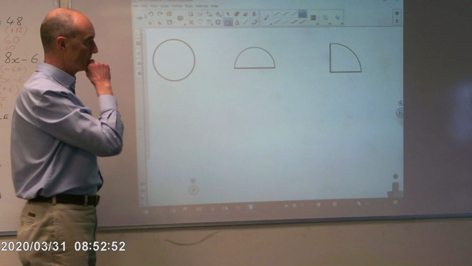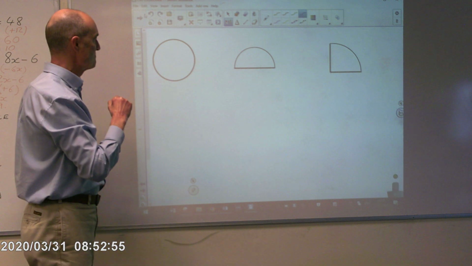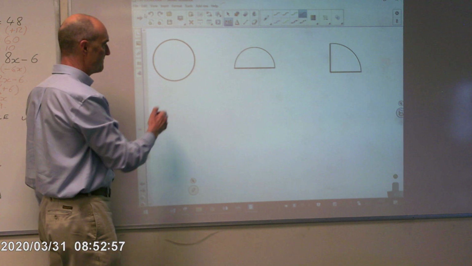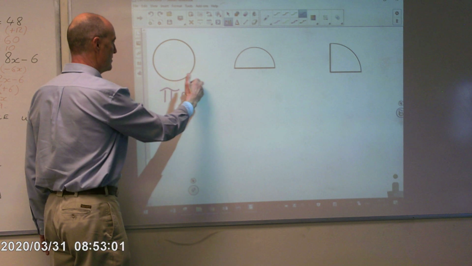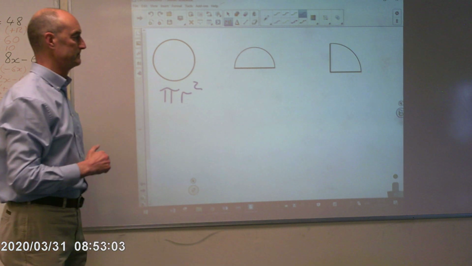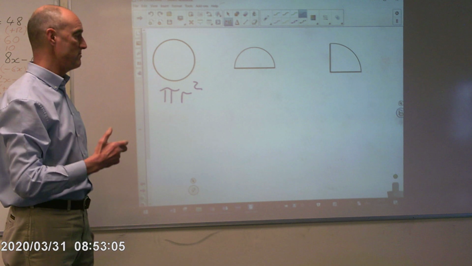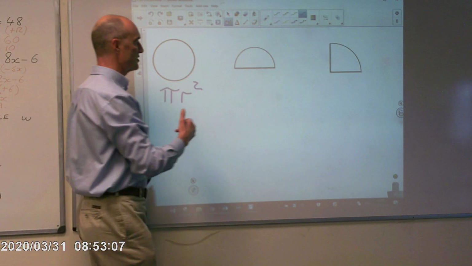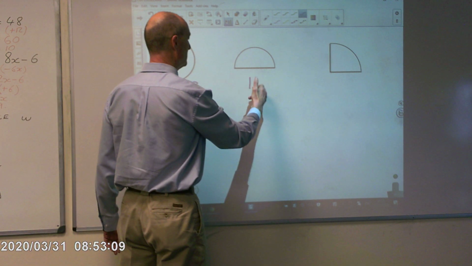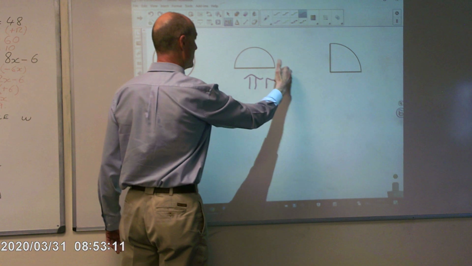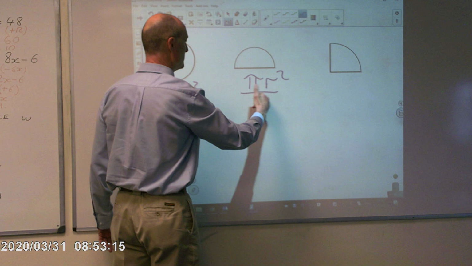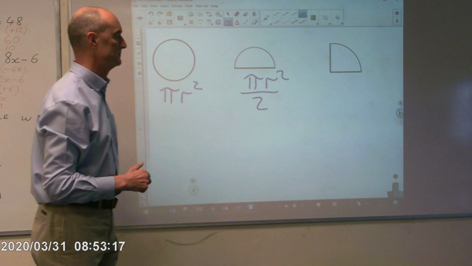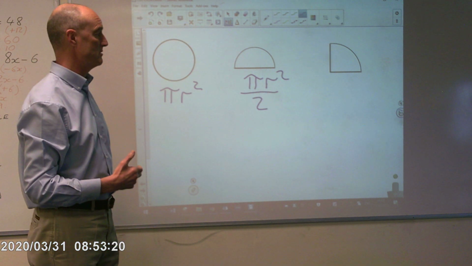So, yesterday we were talking about the fact that for a circle the area is pi r squared. It's simple, okay? We should know that now. For a semicircle, we consider the area of the whole circle, and then we just divide it by 2, because it's a half circle, a semicircle.